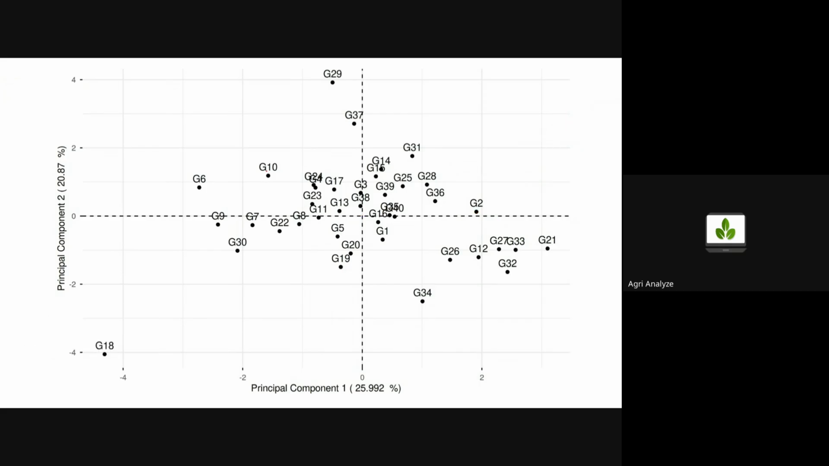Now see the example of AMMI. We have 40 genotypes, and this is the principal component 1, and this is the mean.